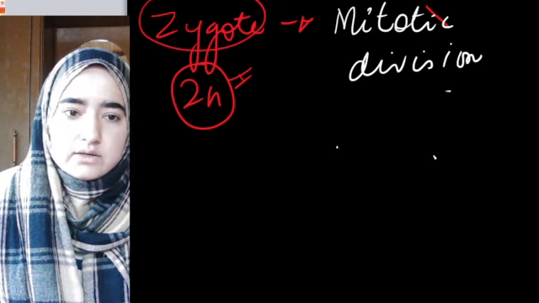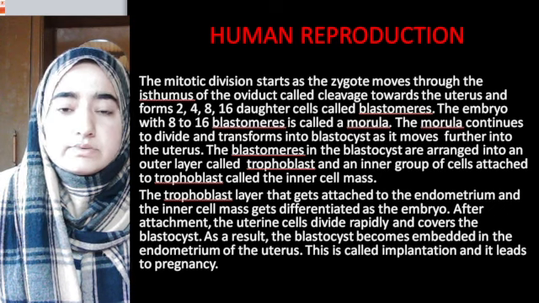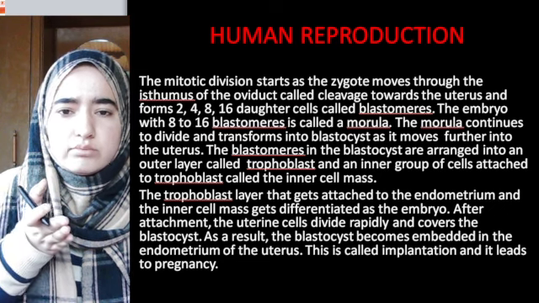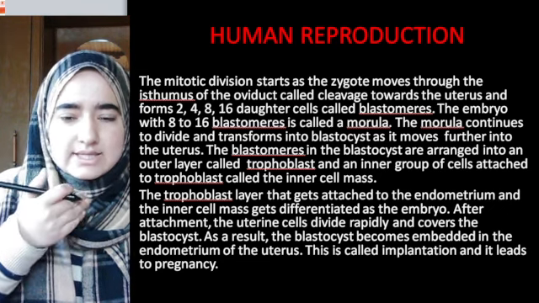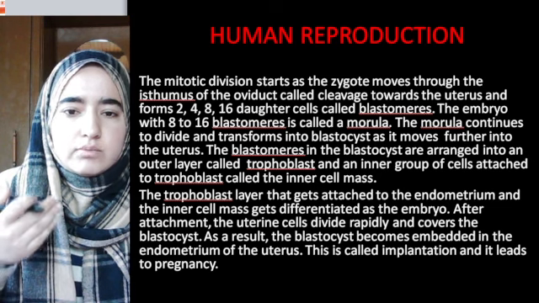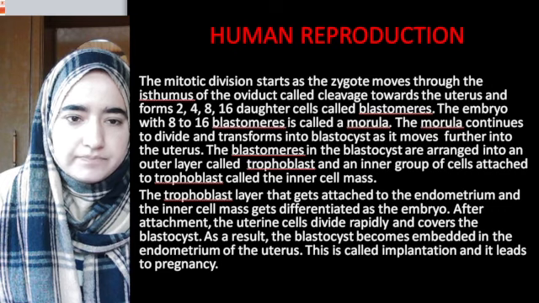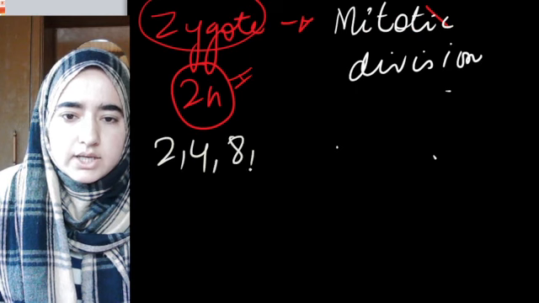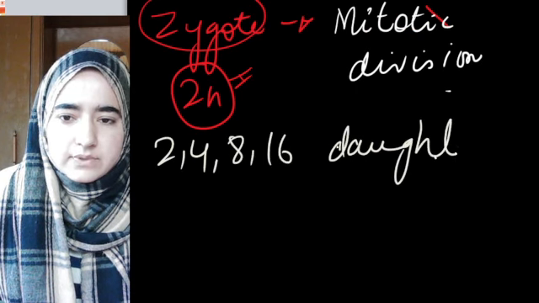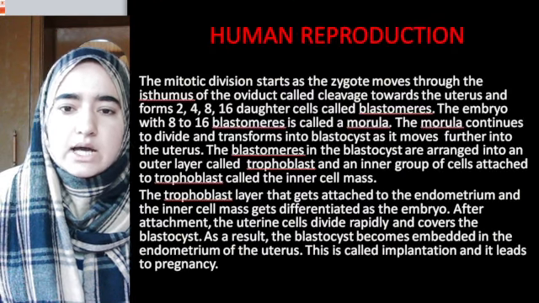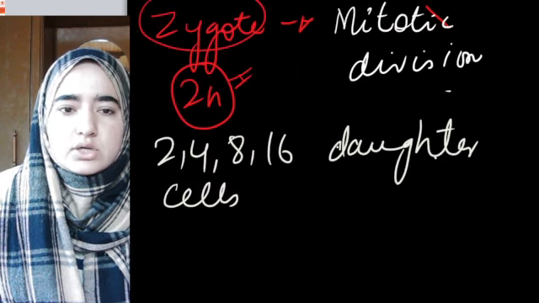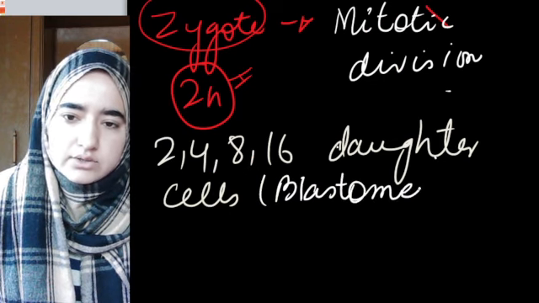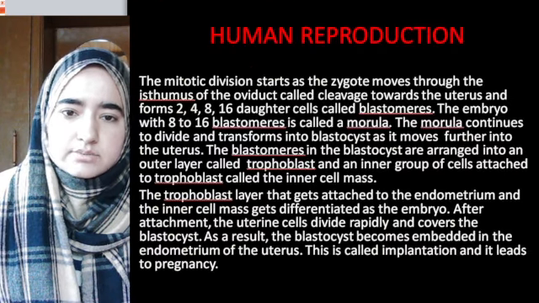Okay, and what will it form? Fertilization will take place in the ampullary region, and since this zygote will move through the ampullary region of the oviduct, through the isthmus of the oviduct, the fallopian tube, it will form 2, 4, 8, 16 daughter cells. It will start dividing, and those daughter cells are basically known as blastomeres. Okay, I hope this concept is clear.